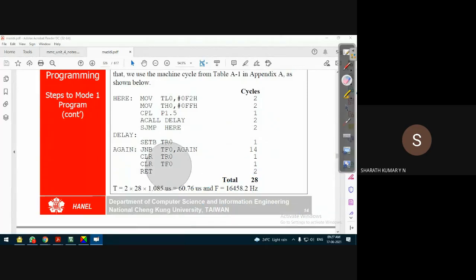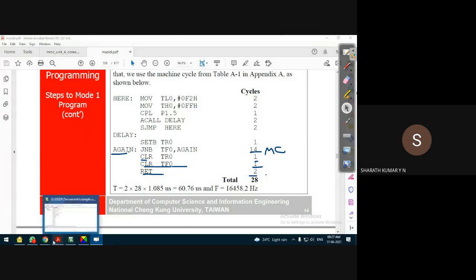So the JNB instruction execution, in other words this loop execution, takes around 14 machine cycles. The CLR instruction execution takes one machine cycle. CLR TF0, the clear instruction, again takes one machine cycle. The RET instruction takes two machine cycles.